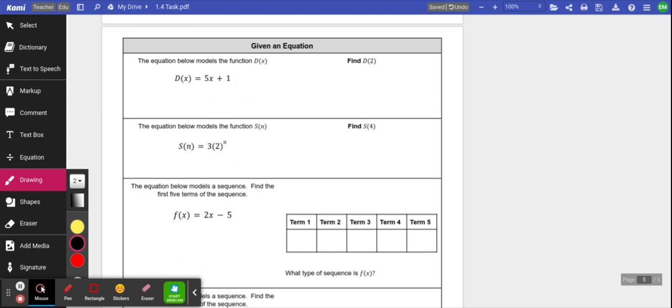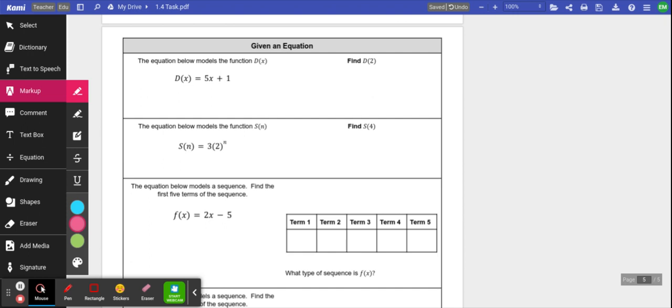All right, we are also going to be given just an equation. So let's see what we have here. We have d, which is the name of the function. X is the input. I have another x over here. And what I don't have is a y. Instead, it says d of x equals 5x plus 1. Those are directions on how to get that y.